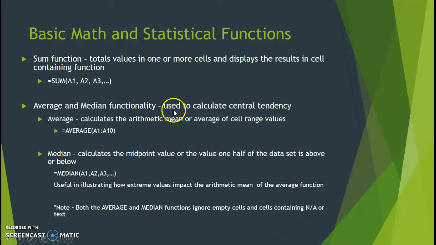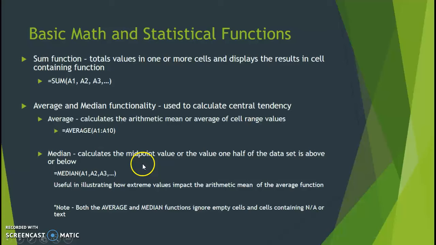And again, these are used to calculate central tendency based on the range or the inputted values. The average, again, calculates the arithmetic mean or the average of the cell range values. So if you had values in cell A1 through A10, you could compute the average of those values by using the function that you see here.